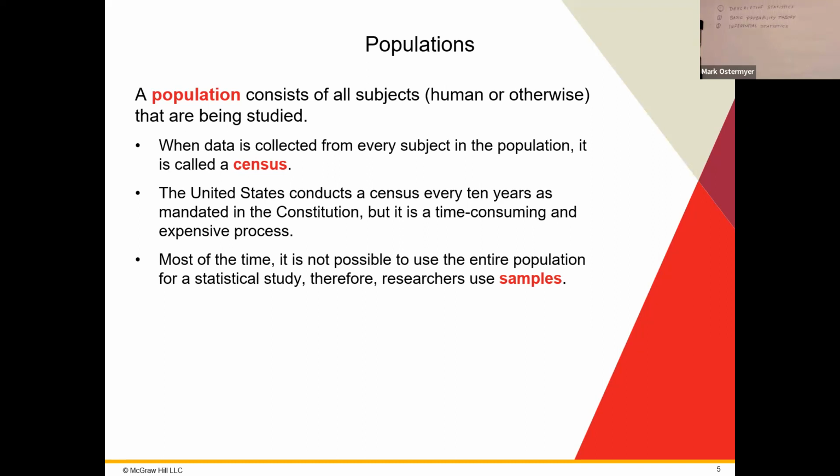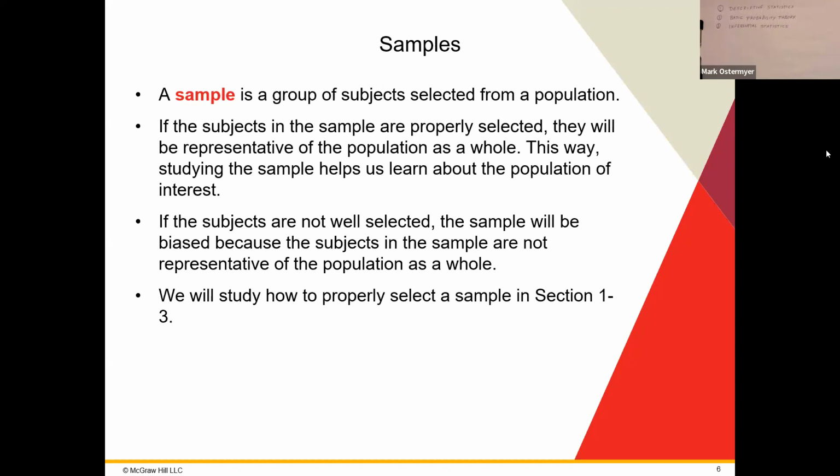So, sampling. A sample basically is a smaller subset or subgroup of a population. Very rarely does a sample size equal a population size. Sample sizes are often, most of the time, less than the size of a population.